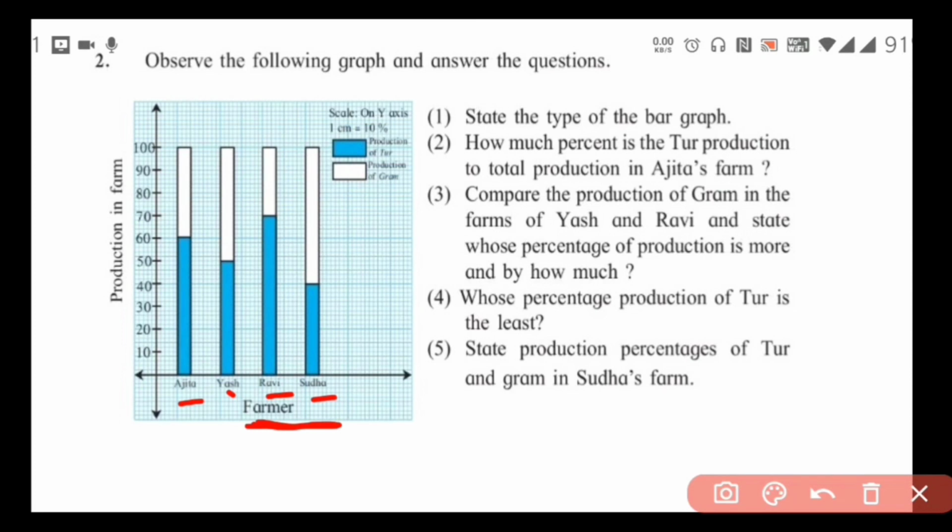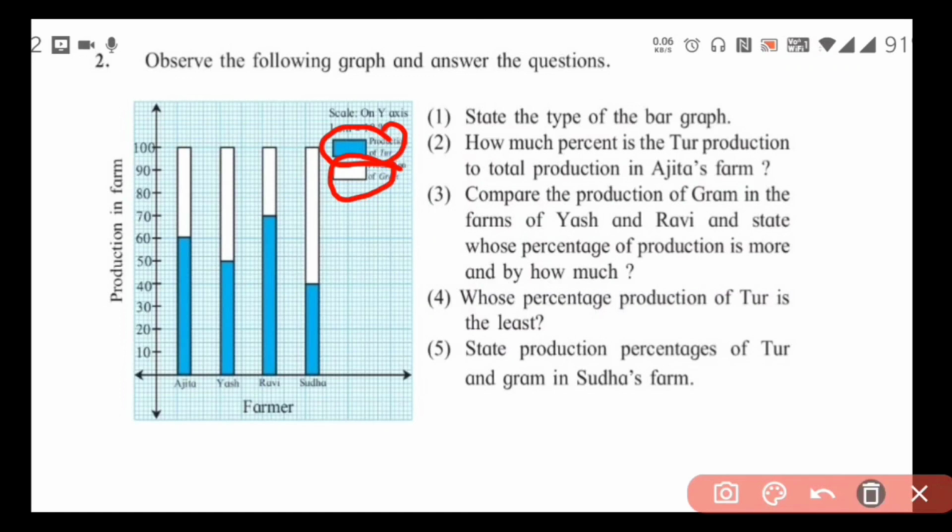Then on the y-axis we can see the production on the farm, and we can see all the bars are of 100. That means it is a percentage subdivided bar graph. It is a percentage bar graph. When all the bars are of 100, we directly write that the type of bar graph is percentage bar graph. Now, what else is given in this graph? The blue colored part is for the production of tur, and the part which is kept blank, filled with white color, is for the production of gram.